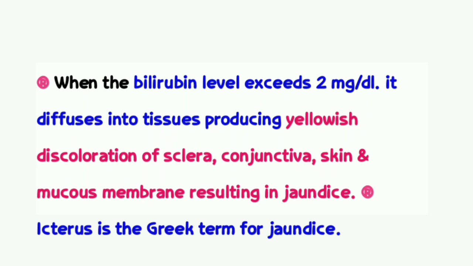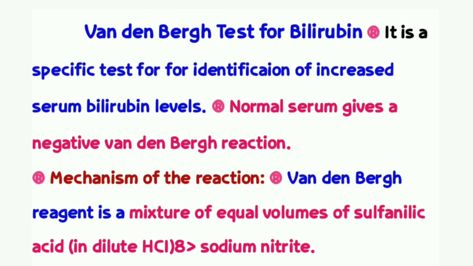When the bilirubin level exceeds 2 milligram per deciliter, it diffuses into tissue, producing yellowish discoloration of the sclera, conjunctiva, skin, and mucous membrane, resulting in jaundice. Icterus is the Greek term for jaundice. Van den Bergh test for bilirubin.